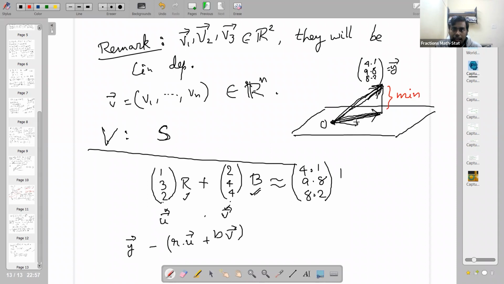So for each linear combination, you join this tip with this tip and observe this distance. And you want to minimize this distance over r and b. r and b are your unknowns. You know u, v, y. This r and b are your unknowns. So when this will be minimized, geometrically speaking, it will be minimized when this is the perpendicular distance, right?